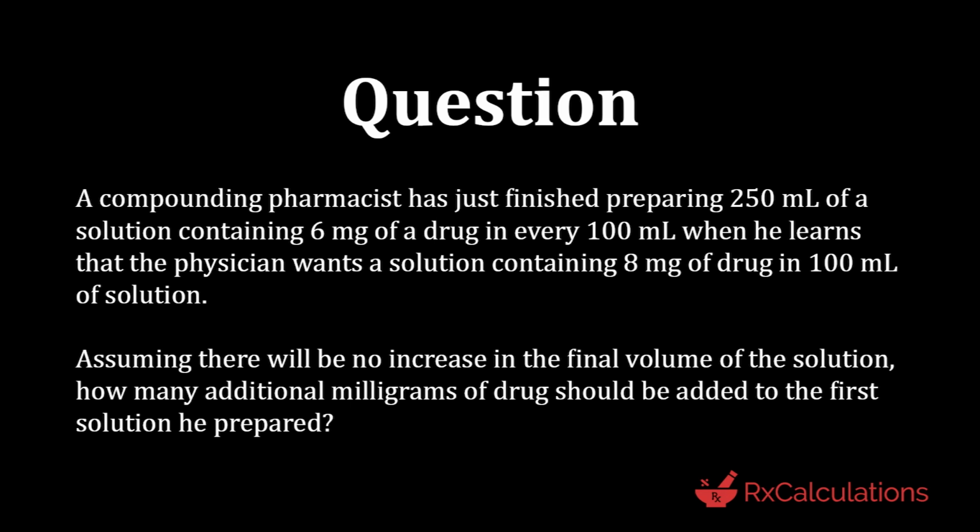This question says, a compounding pharmacist has just finished preparing 250 milliliters of a solution containing 6 milligrams of a drug in every 100 milliliters when he learns that the physician wants a solution containing 8 milligrams of drug in 100 milliliters of solution. Assuming there will be no increase in the final volume of the solution, how many additional milligrams of drug should be added to the first solution he prepared?